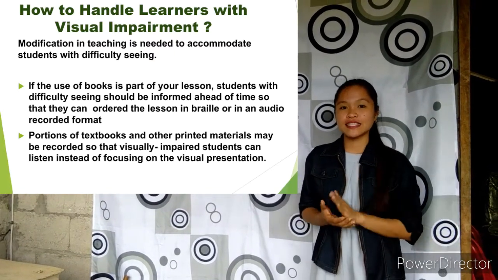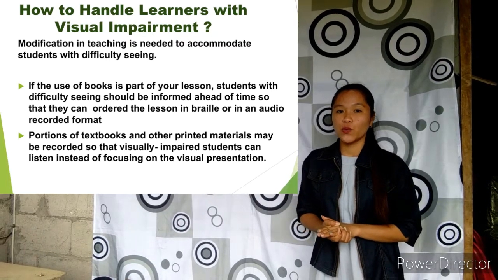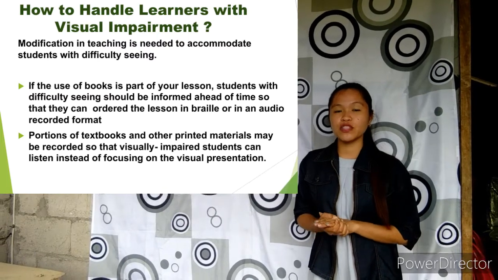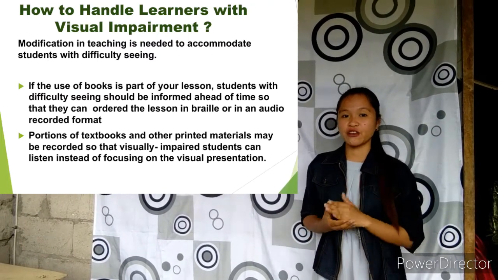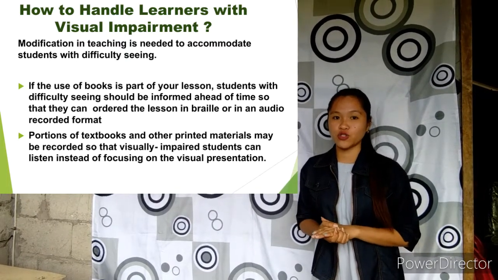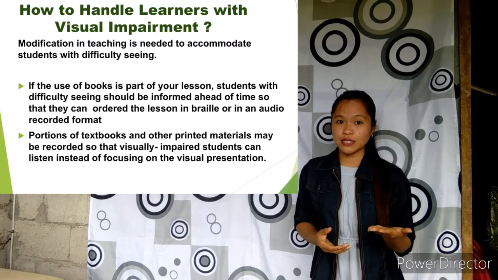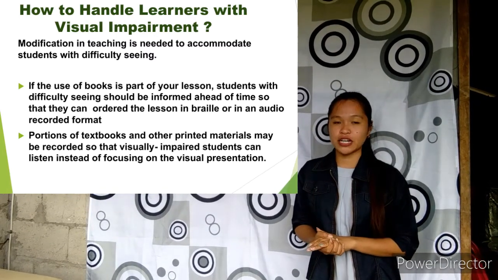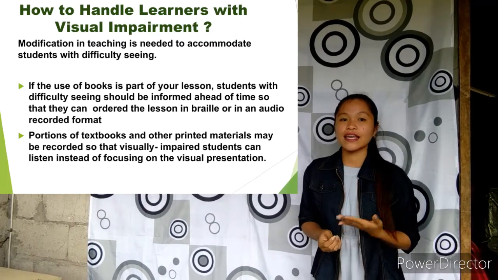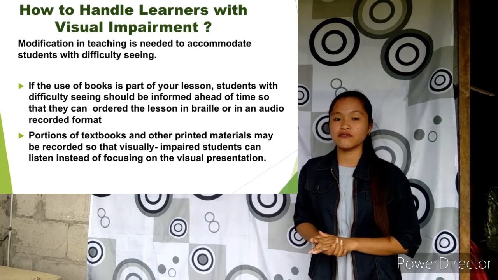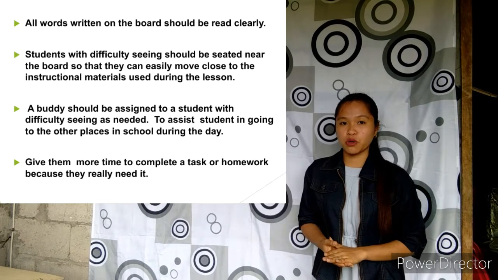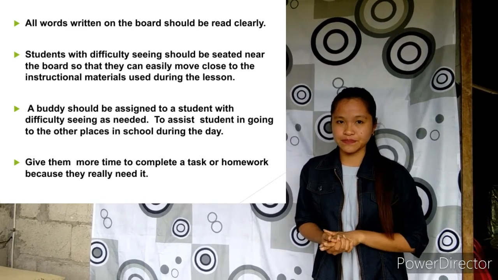So let's move on to how to handle learners with visual impairments. Modification in teaching is needed to accommodate students with difficulty in seeing. If books are part of the lesson, then students with difficulty in seeing should be informed ahead of time so that they can order the lesson in braille or in an audio format. The textbooks or instructional materials may be recorded so that visually impaired students can listen instead of focusing on the visual presentation. Another is, all words written on the board should be read clearly.